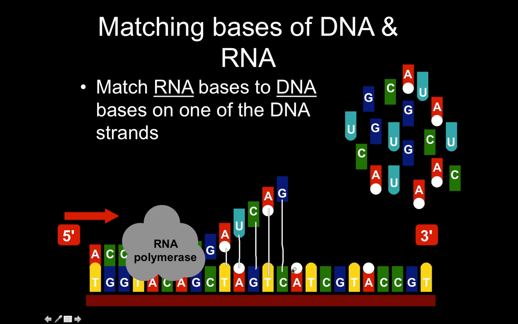So what should match up here with this A on the DNA template strand? Well, RNA polymerase will go in and grab a nucleotide with a uracil to match up with the A on the DNA template strand. RNA polymerase will then, to match up with this T, grab an RNA nucleotide with an A. And then for the C, RNA polymerase will grab a G, and so on and so forth, until the entire mRNA strand is made.